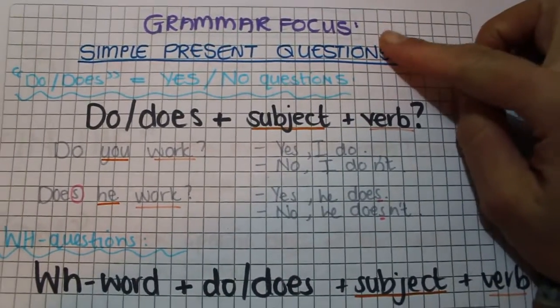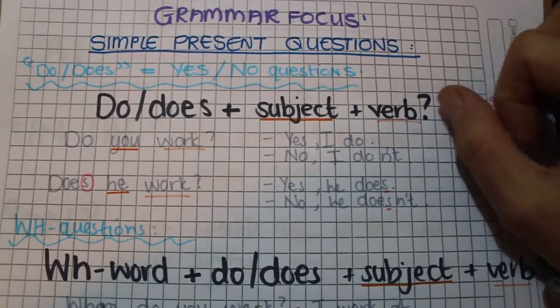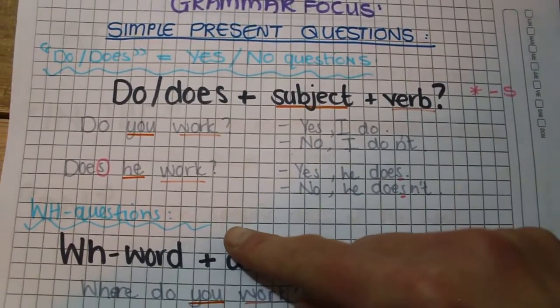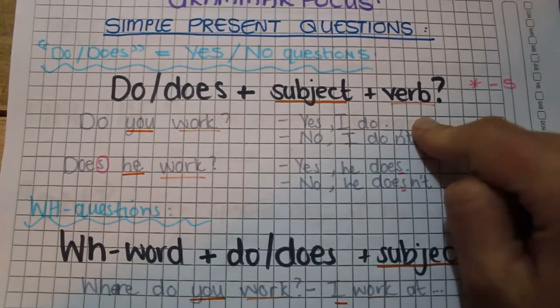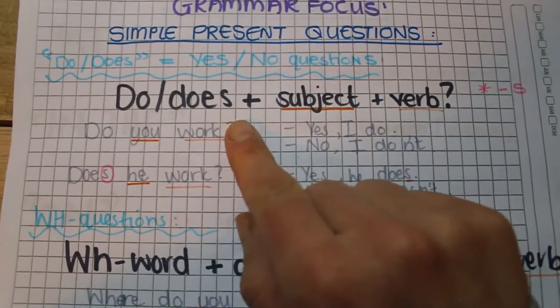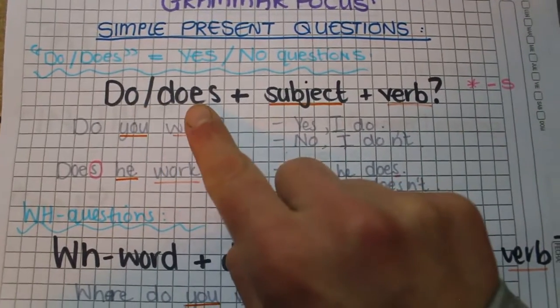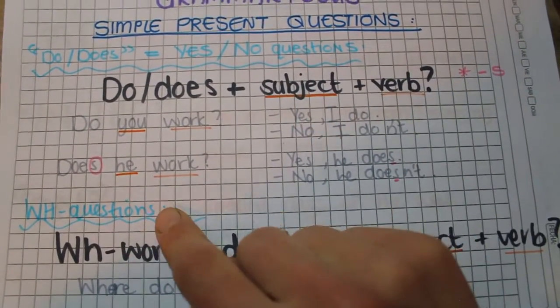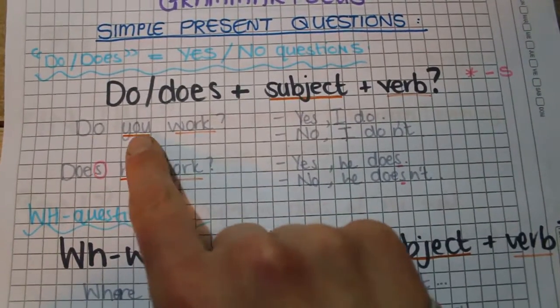Good morning, ladies. Today's grammar focus: simple present questions. We are going to look at yes-no questions and wh- questions. And what is our structure? So for do and does, we have do and does, the subject plus the verb. So for example, do you work?